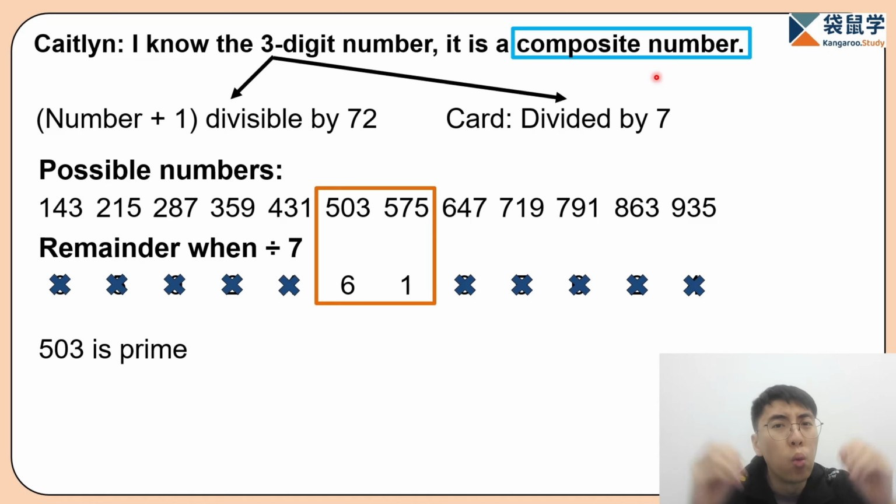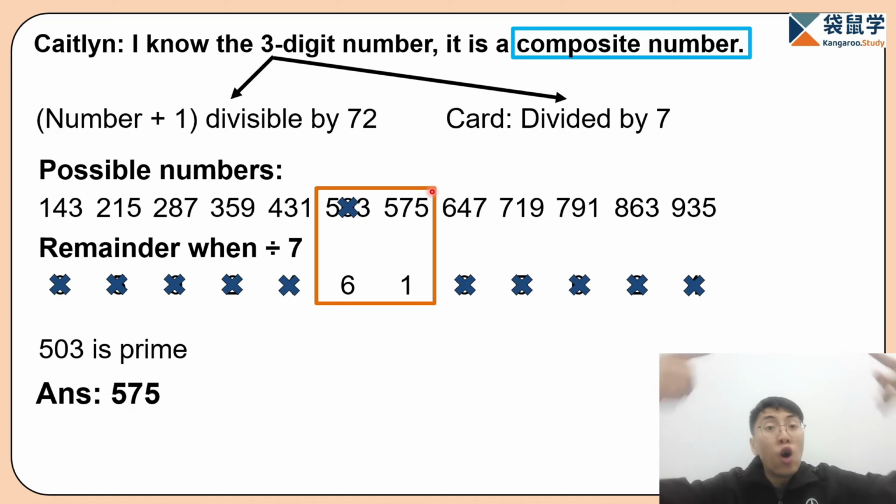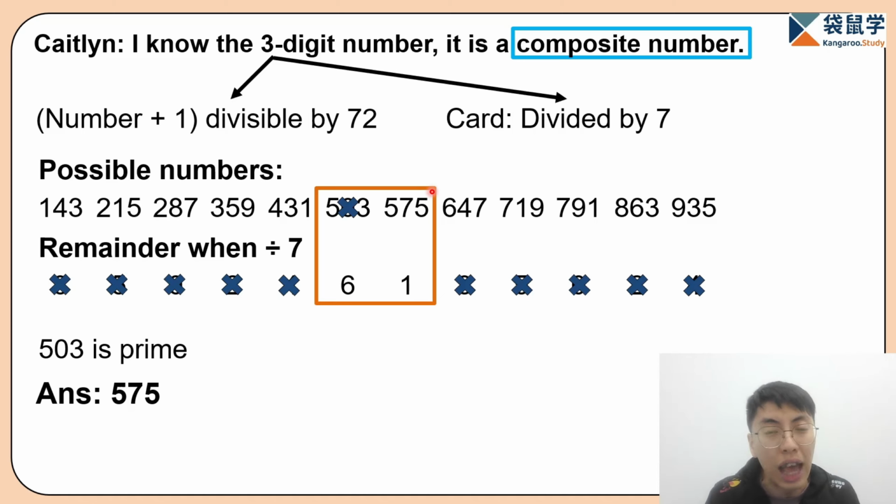So now what is our answer over here? We see that 575 is divisible by 5, obviously. And that means it is our answer left. So our answer is 575. So with all of this deduction and elimination, we finally get that the answer is 575.